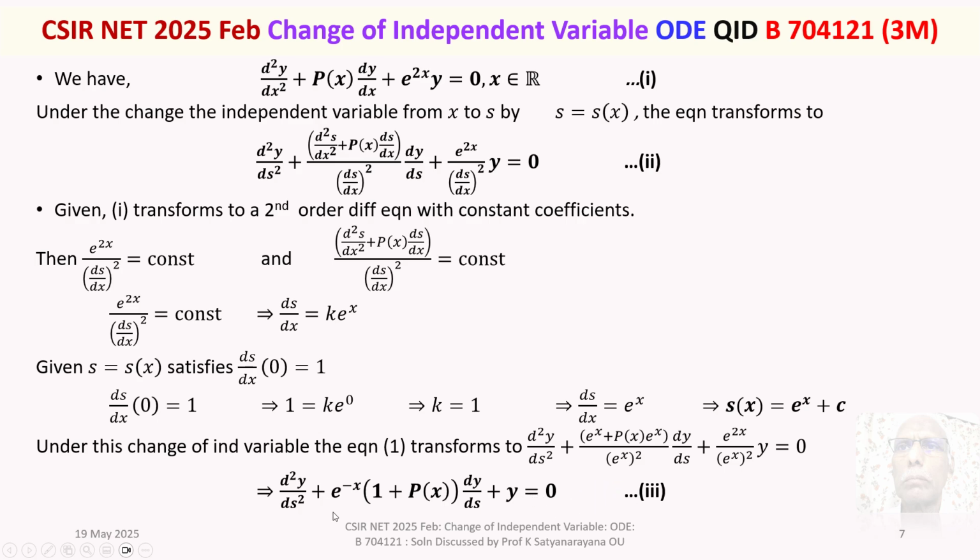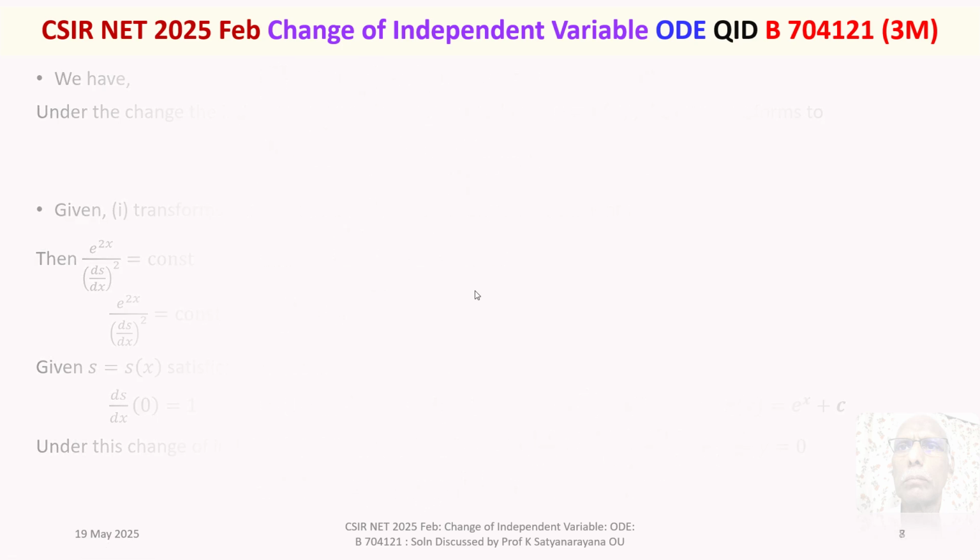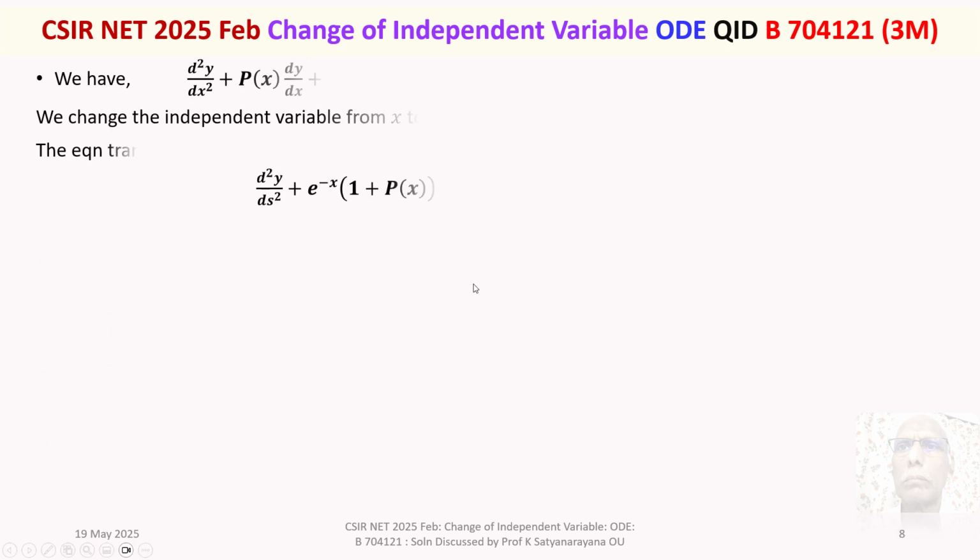So, this is the transformed equation, and this is given to be an equation with constant coefficients. The coefficient of y is already 1, so therefore this must be a constant. We continue in the next slide.